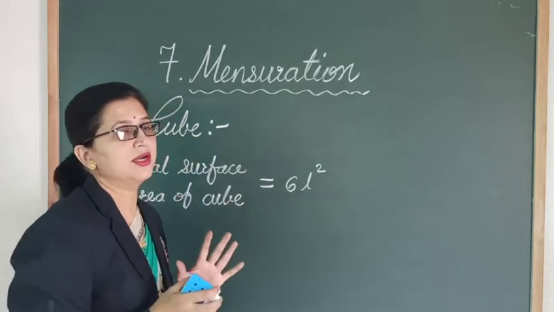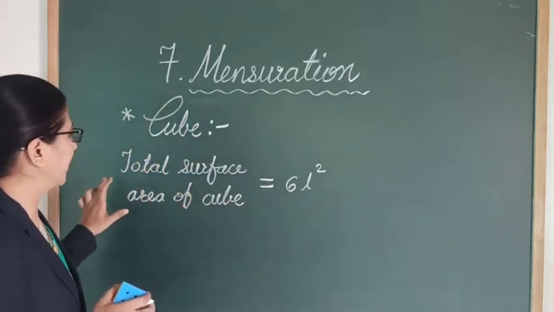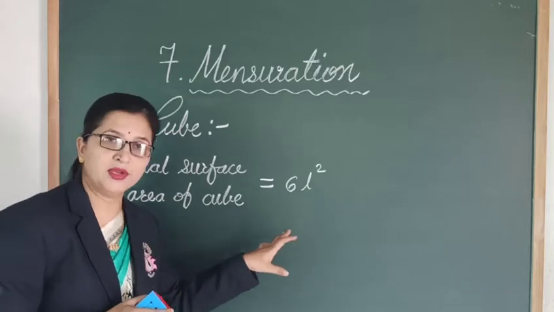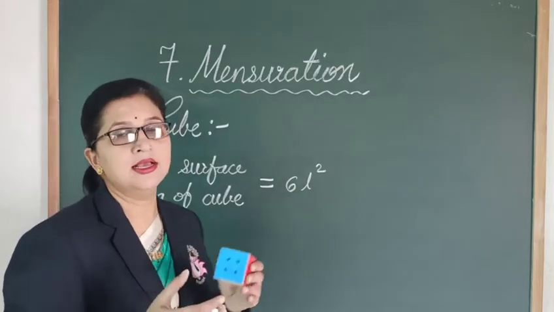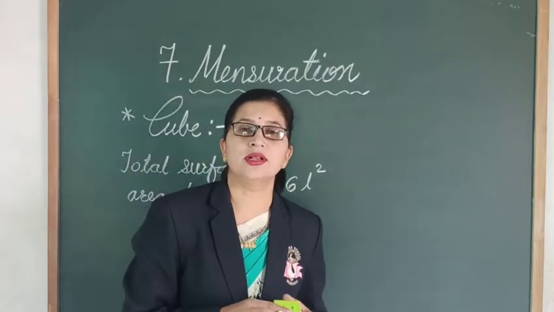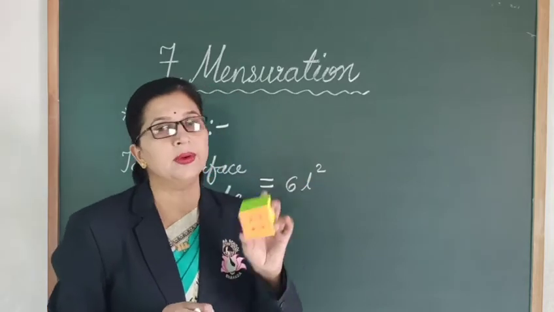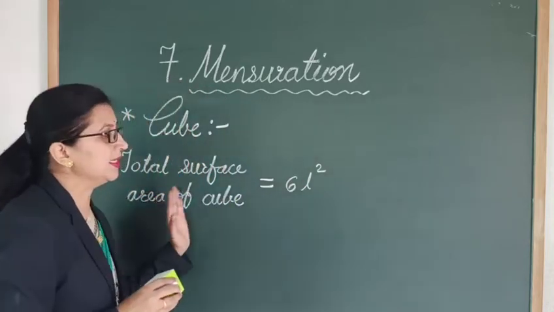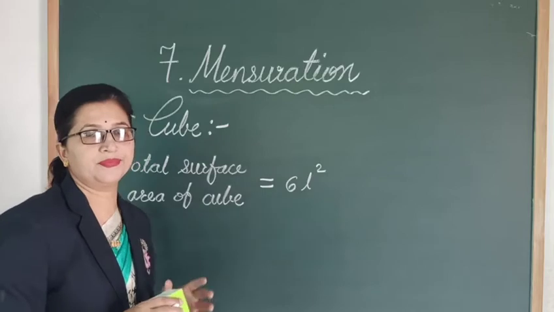So dear students, this is the formula to find out the total surface area of a cube, that is 6L square. Okay, so total surface area of cube is equal to 6L square.